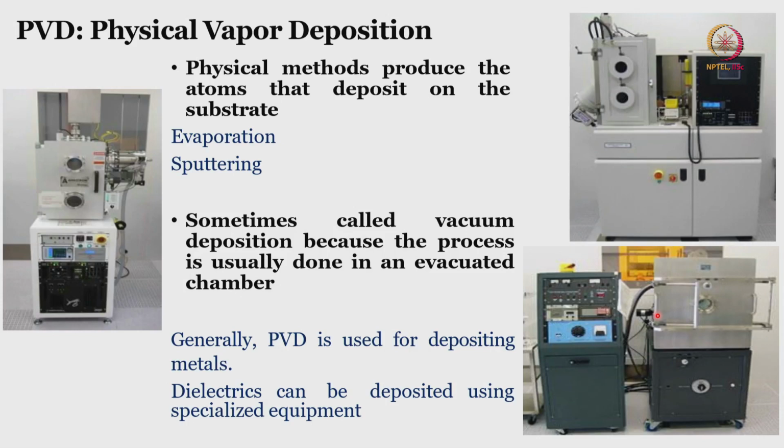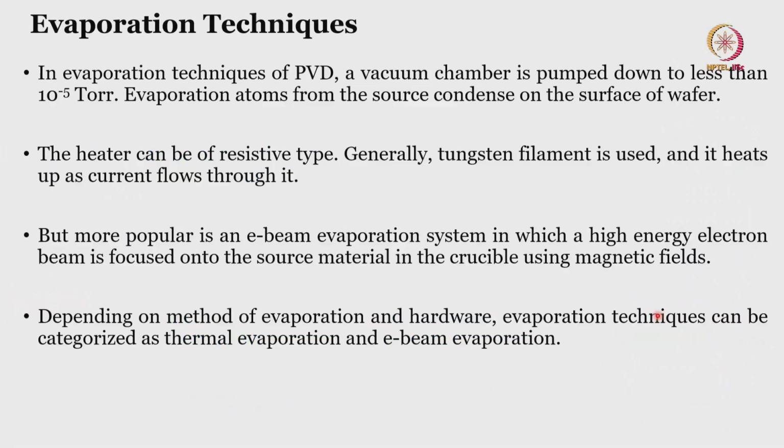Sometimes it is also called vacuum deposition because the process is usually done in an evacuated chamber. So generally PVD is used for depositing metals, and dielectrics can be deposited by specialized equipment. For the evaporation techniques of PVD, we use a vacuum chamber. As I told you, to improve the mean free path, generally the vacuum is pumped down to less than 10 to the power minus 5 torr.